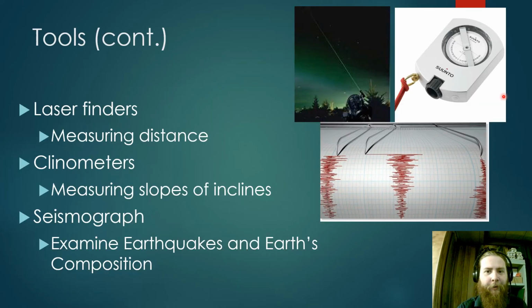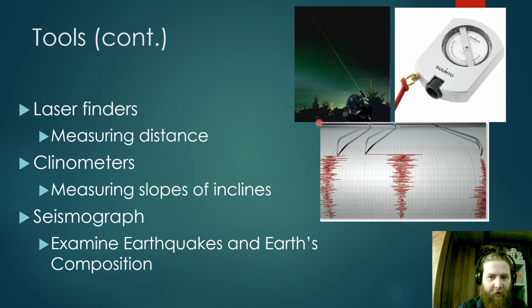Some other tools, these ones can be used in lots of different forms of earth science. Laser finders we can use to find stars, we can use to find heights of mountains, we can use to find all kinds of information. A clinometer is used to measure how much slope is on a mountain.